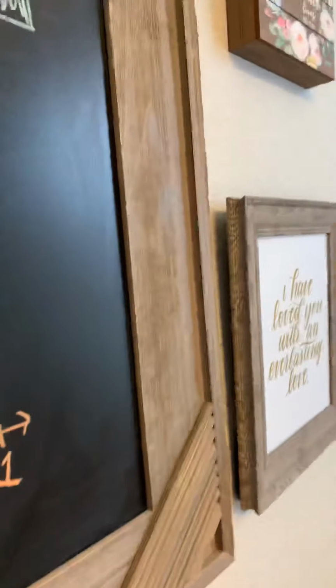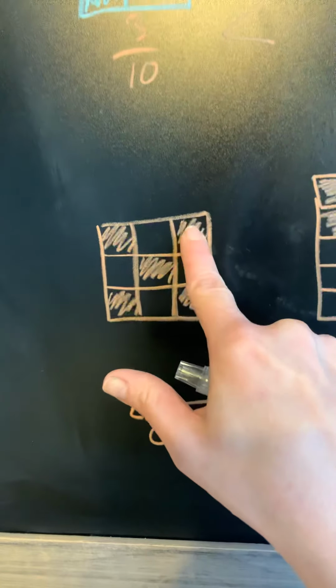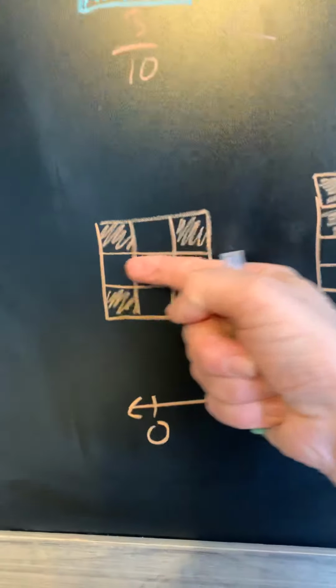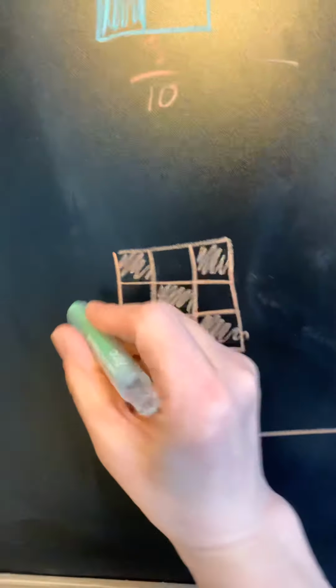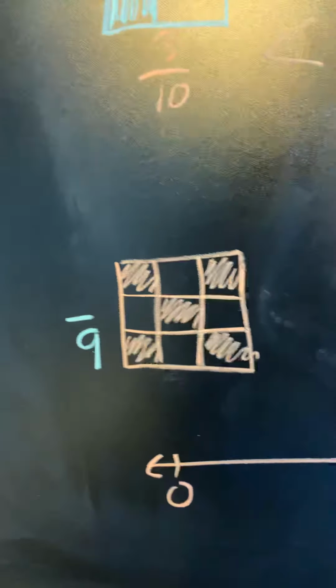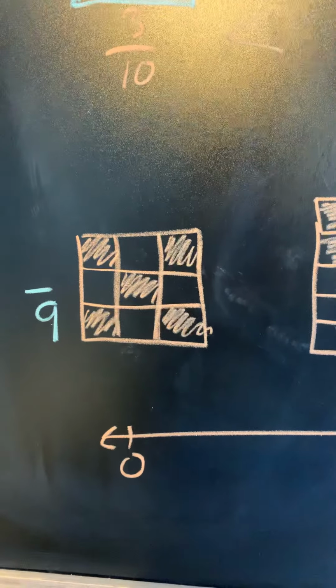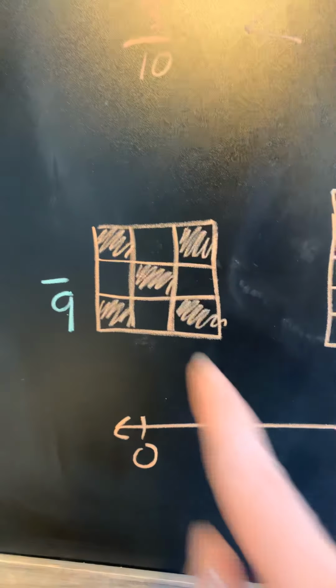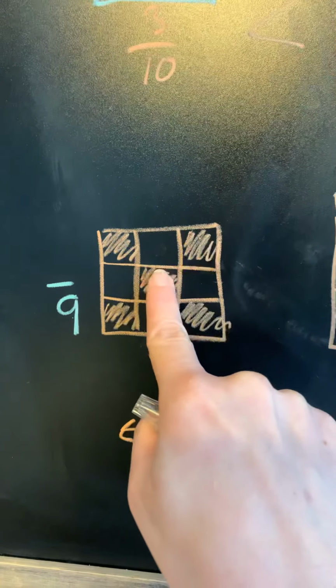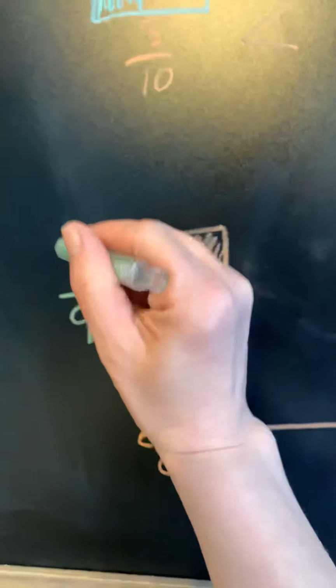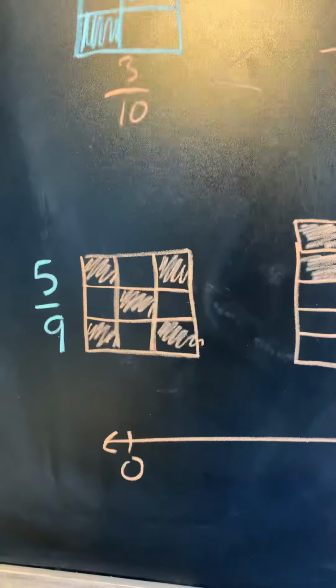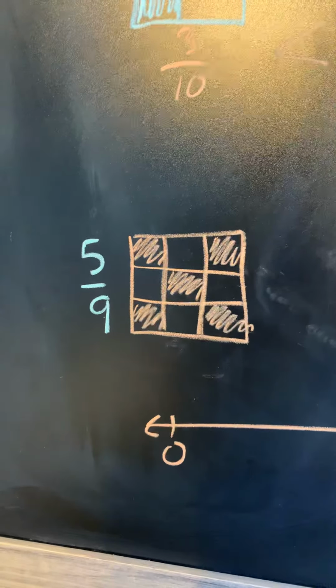You've got two colors. So on these figures, I have 1, 2, 3. We have 3, 6, 9. There are 9 squares for the whole thing, so that's my denominator. Out of those 9, 1, 2, 3, 4, 5 are shaded. So my fraction is 5/9.